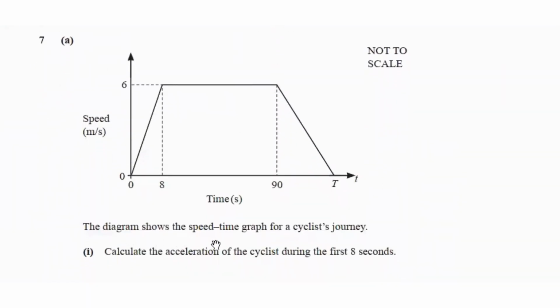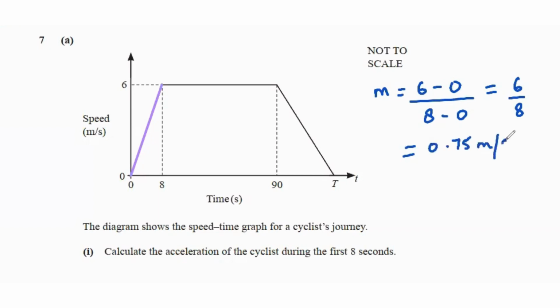Question 7 says the diagram shows a speed-time graph for a cyclist's journey. Calculate the acceleration of the cyclist during the first 8 seconds. So which is basically this. We need to find the slope of this line. So we will do 6 minus 0 over 8 minus 0, which is 6 over 8. And 6 over 8 can be simplified to 3 over 4, which we know equals 0.75 meters per second squared.